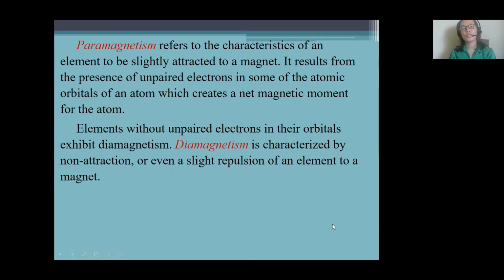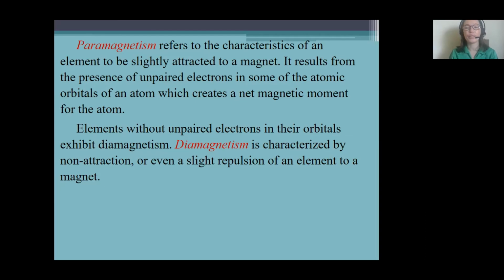Okay. Also, in writing electron configuration, we can figure out if an element is paramagnetic or diamagnetic. When we say paramagnetic, it can be attracted by a magnet. So this is a characteristic of an element that is slightly attracted to a magnet. How? It results from the presence of unpaired electrons. Take note of Hund's rule of multiplicity, that electrons enter orbitals singly first before pairing. So with that, the presence of unpaired electrons makes the element paramagnetic.